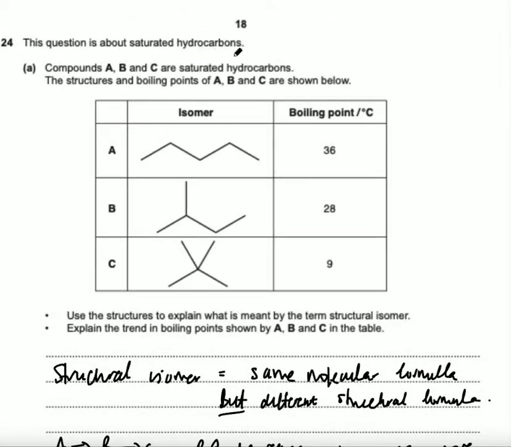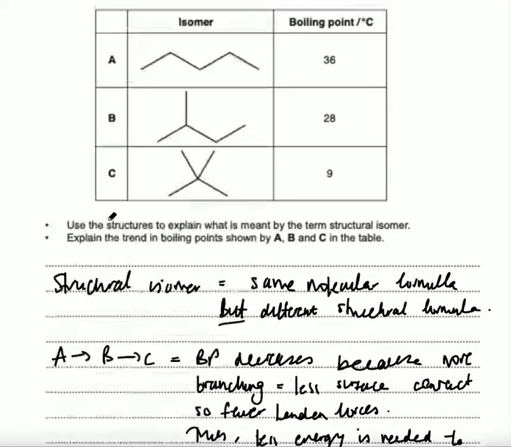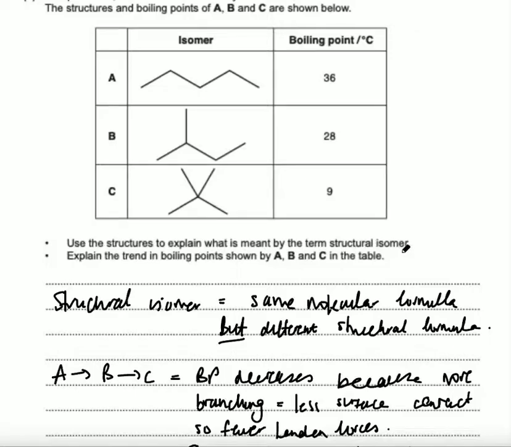This question is about saturated hydrocarbons. Compounds A, B, and C are saturated hydrocarbons. The structures and boiling points of A, B, and C are shown below. So this is what we have. Use the structure to explain what is meant by the term structural isomer, and explain the trend in boiling points shown by A, B, and C in the table.